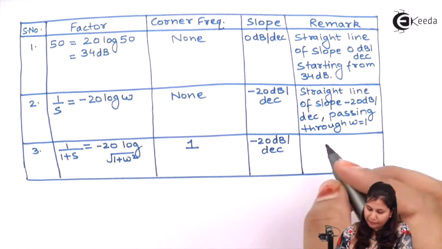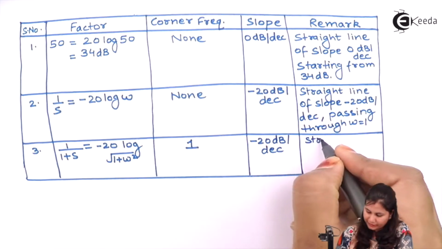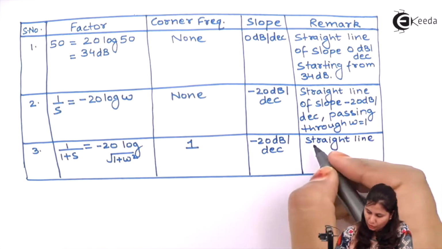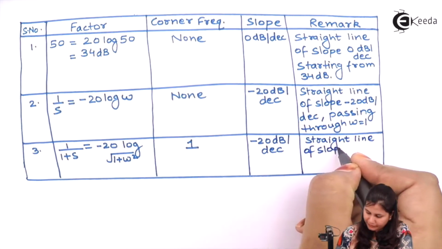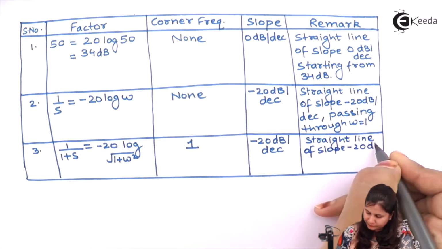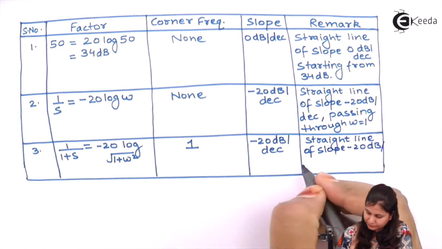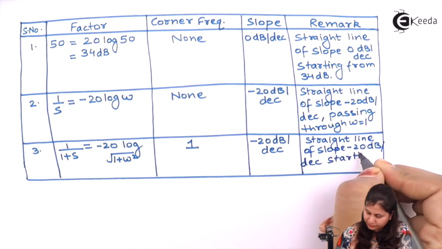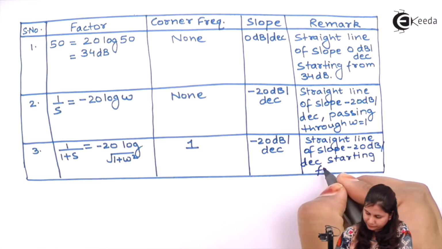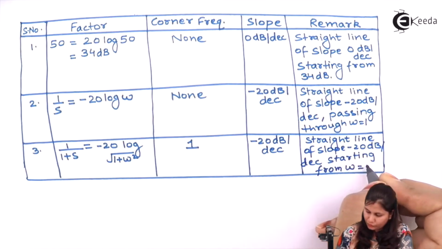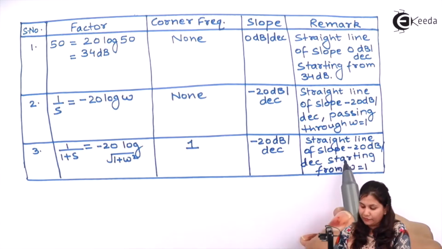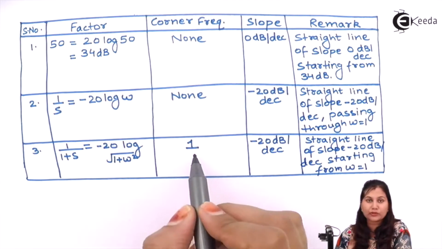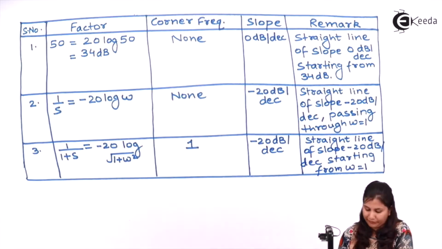Okay, how can we represent this? This will also be a straight line of slope minus 20 dBs per decade, starting from omega equals 1. It will start from the corner frequency point. So the corner frequency is omega equals 1, so it will start from that point.